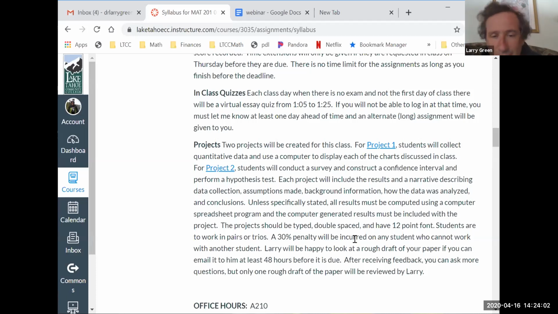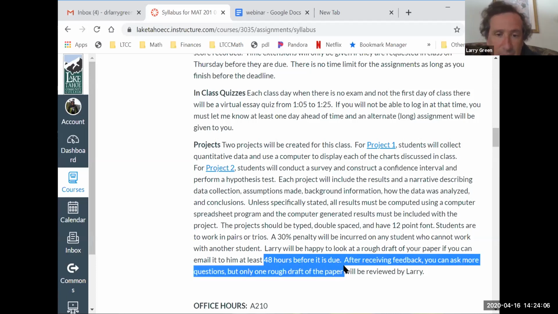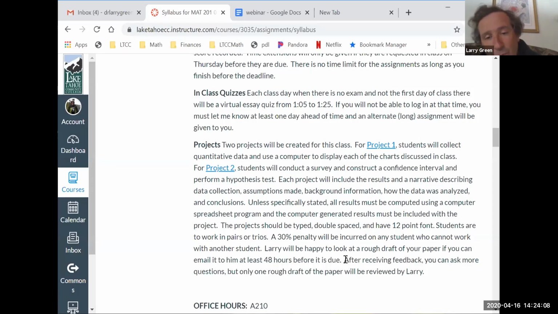Then what you want to do is, 48 hours before it's due, and even better is more than 48 hours before it's due, but that's the absolute last chance. It's due on a Tuesday, so that'll be a Sunday. 48 hours before it's due, you email it to me, and then I'll give you feedback. That'll give you a day or two.